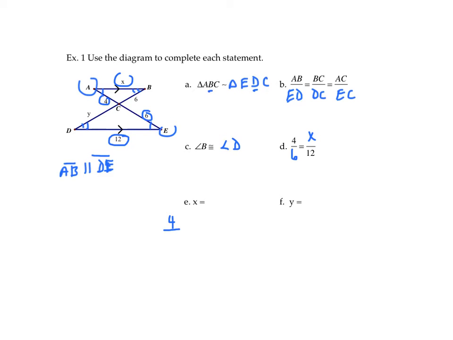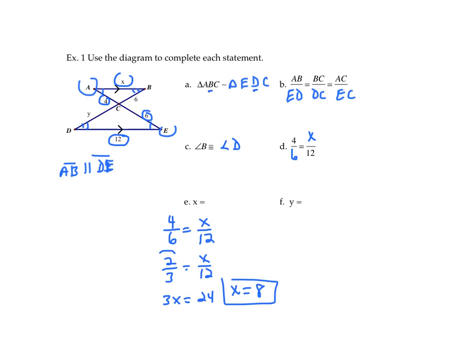So we have 4 over 6 equals x over 12. Reduce that to 2/3 equals x over 12. Cross multiply, we get 3x equals 24, or x equals 8 when we solve it. Now notice this, that 4 over 6 reduced to 2/3, that's our scale factor.